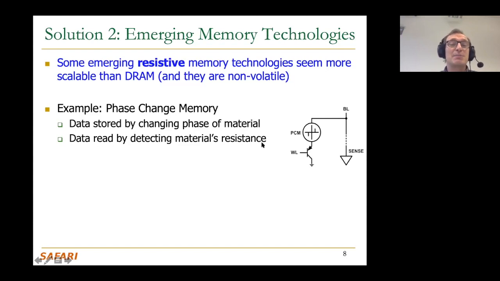Material can exist in multiple phases, and phase change memory uses 2 phases, amorphous and crystalline. And you basically heat up the material to change its phase. And different phases denote different encodings of data. And you read the data by detecting the material's resistance. And different phases have actually very different resistances. That's why you can actually read this reliably. So this is very interesting.